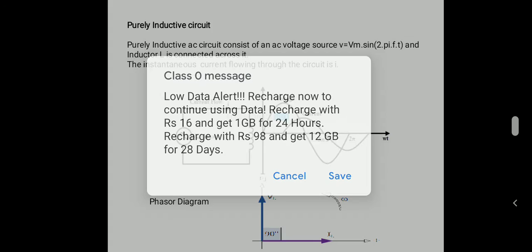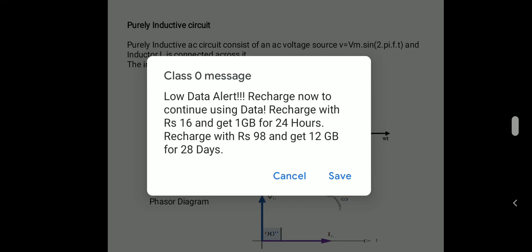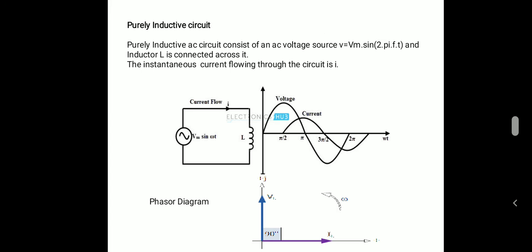There is no other component other than the pure inductor. The current flowing through the circuit is I, the instantaneous current. So this is the simplest diagram of the purely inductive circuit. If you see the waveforms, there are two waveforms, the voltage waveform and the current waveform, and you can see that the voltage waveform is ahead by pi by 2 radian than the current waveform.